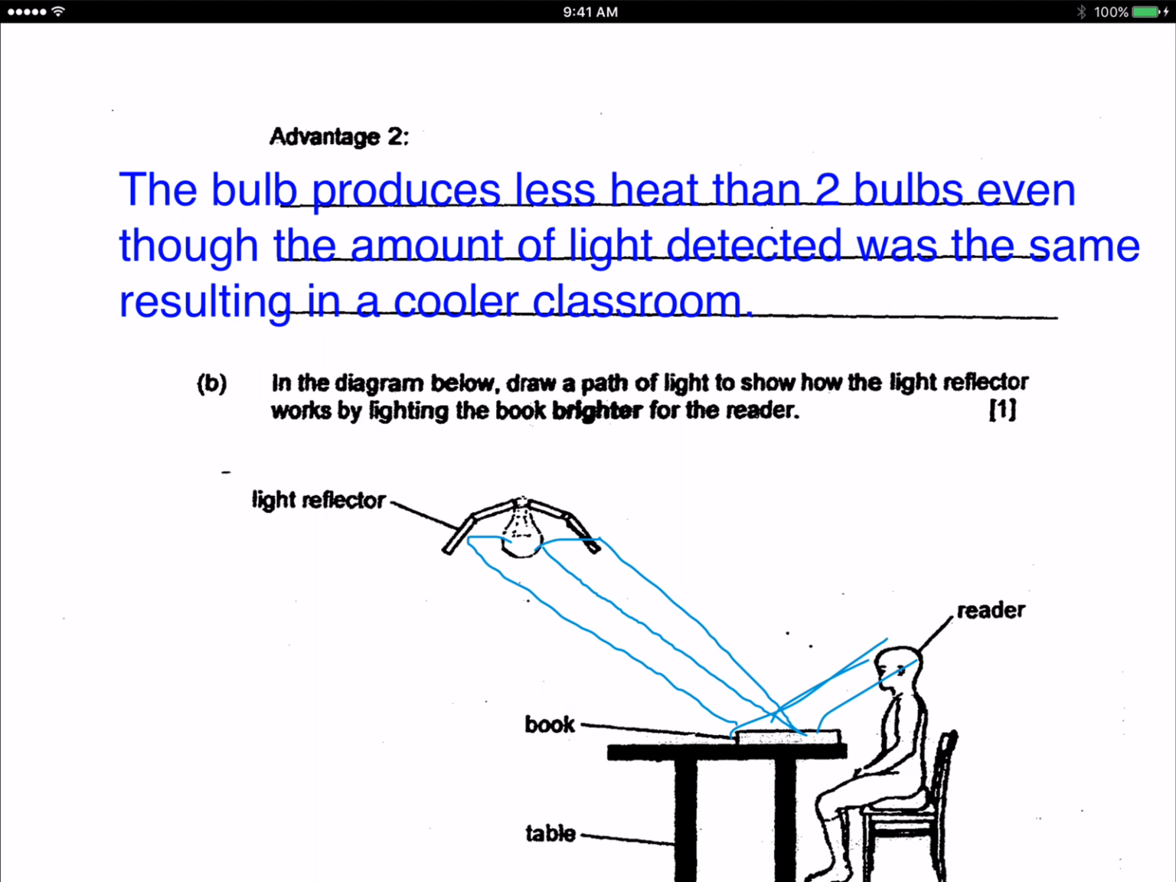Okay. So in this case, you get more light rays as compared to just one light bulb. If you only have one light bulb, there's only one line coming down. If you have a reflector, more light rays will come down. Okay, you get more light rays coming down.